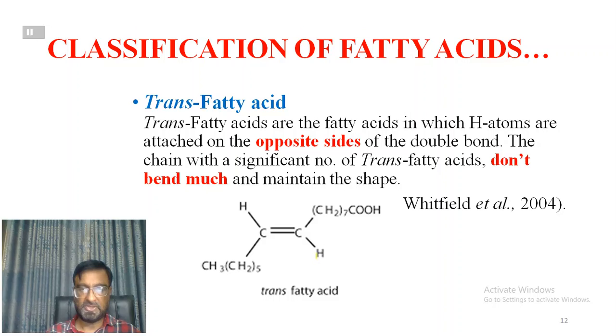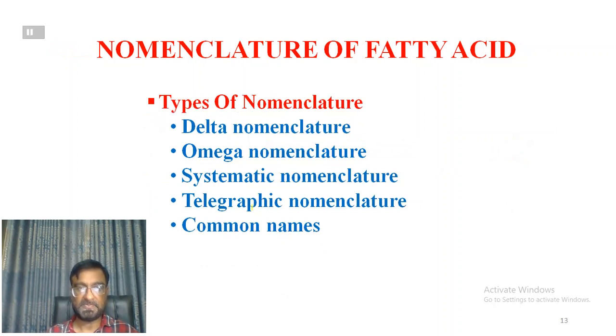This is a trans fatty acid. One hydrogen is on this side and the other hydrogen is on the opposite side. So trans fatty acids are fatty acids in which hydrogen atoms are attached on opposite sides of the double bond. The chain with a significant number of trans fatty acids doesn't bend much and maintains its shape. And trans fatty acids will have a higher melting point compared to their cis counterparts.